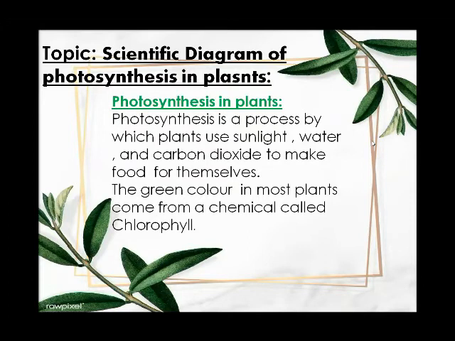Photosynthesis is a process by which plants use sunlight, water, and carbon dioxide to make food for themselves. The green color in most plants comes from a chemical called chlorophyll. Clear? Chlorophyll is a chemical. Okay, it takes the energy from the sun. It takes the sunlight from the sun, and plants make the food for plants.